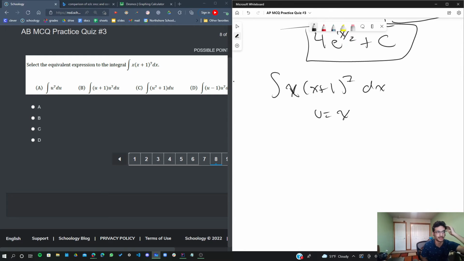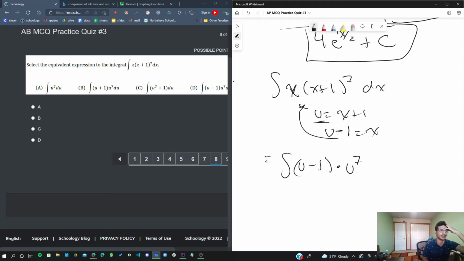So they're going to say u is equal to x plus 1. And they're going to be like u minus 1 is equal to x. So then what you're going to be left with is u minus 1 to the 7th times u. Oh, no, that's completely wrong. U minus 1 is equal to x, and then you replace this with u minus 1. So it's going to be u minus 1 times u to the 7th, because u is equal to x plus 1. So then you can just replace x plus 1 with u.